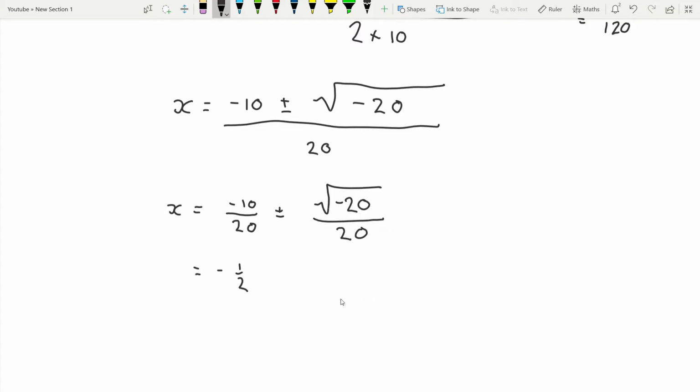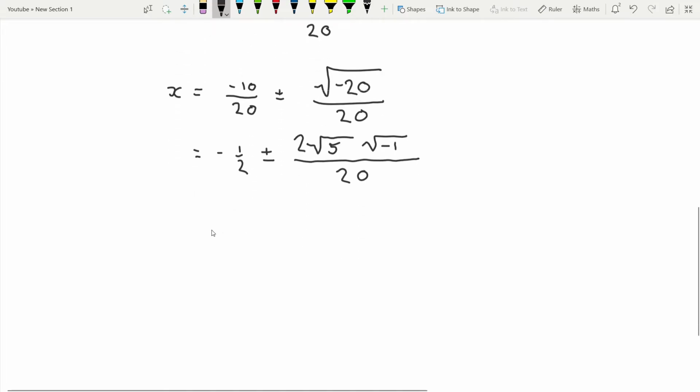This is equivalent to 2 root 5 over 20 times root minus 1 over 20. Again, this equals minus half plus or minus root minus 1. Then the 2 root 5 over 20 becomes root 5 over 10.